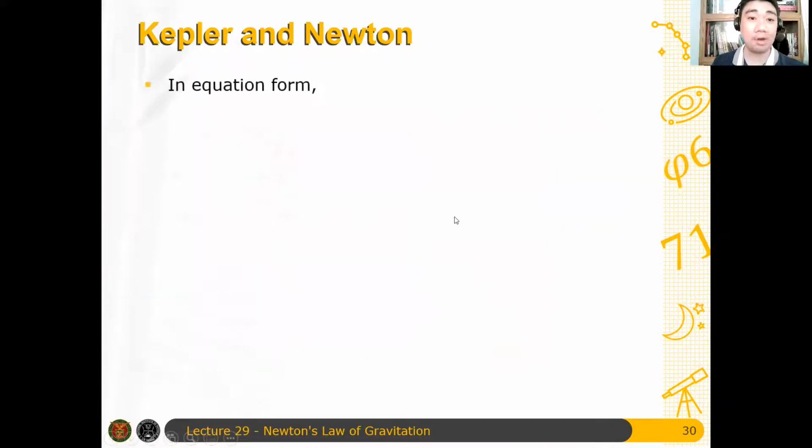So, Kepler and Newton. So, in equation form, F is mv squared over r. We know that. Alam natin yan. However, the velocity is related to the period. Diba? Remember, v is 2 pi r over t. Remember your circular motion before? Diba? V is 2 pi r over t.